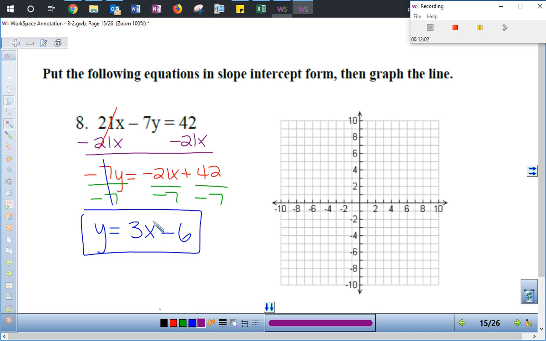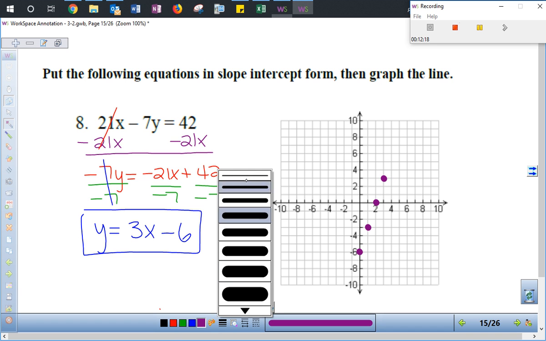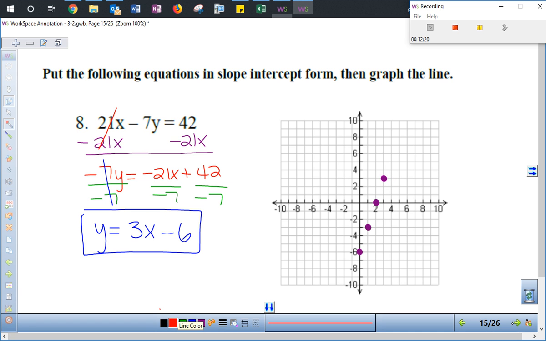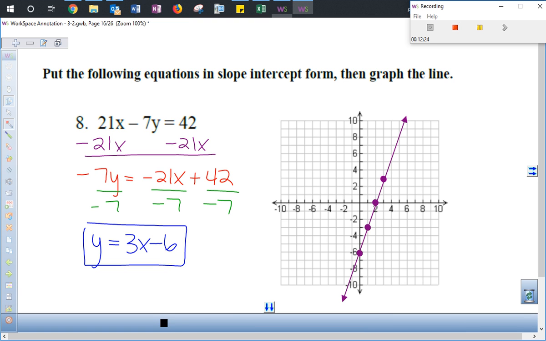Now to graph it, I'm going to start at my y-intercept, which is negative 6. And my slope is a positive 3. So remember, this is a fraction of a positive 3 over 1. So I'm going to go up 3, right 1, up 3, right 1. Once you have your 4 points, get your straight edge, connect it all the way through, and end it with arrows.